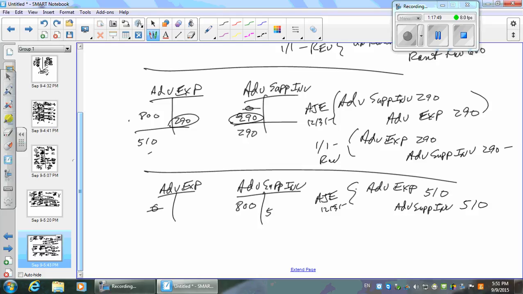Where are we going to be in here? What's it going to look like? What are you going to have in advertising expense? 510, which is what we want. What are you going to have in advertising supplies inventory? 290, which is what we want. We don't care, do we?